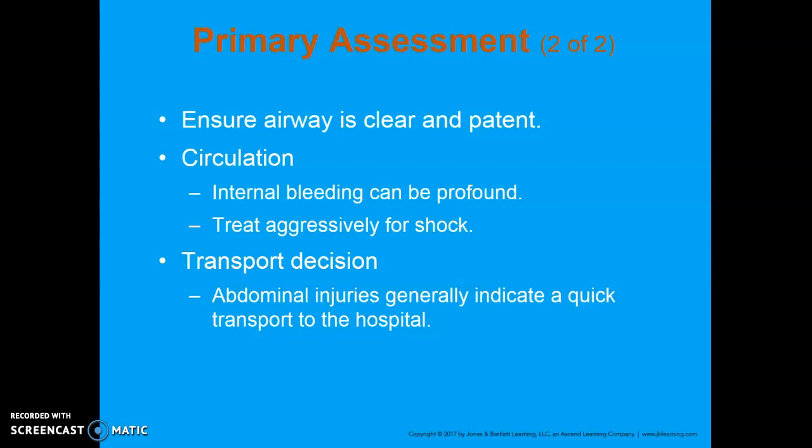Your transport decision, often you need to go to the hospital quickly because there's not anything we're going to do, and your patient can bleed out if you delay any sort of medical treatment. So load and go for sure.